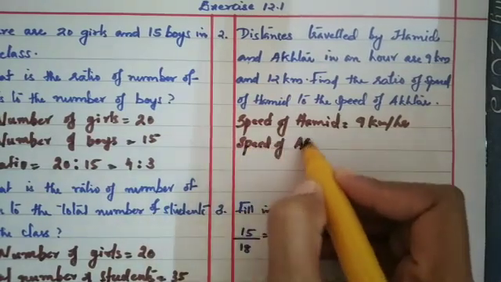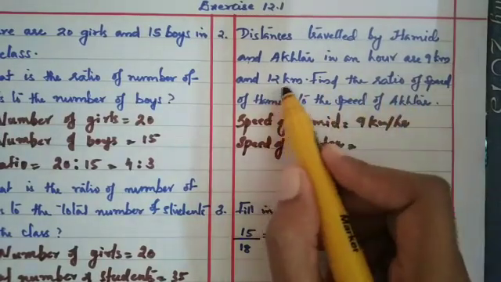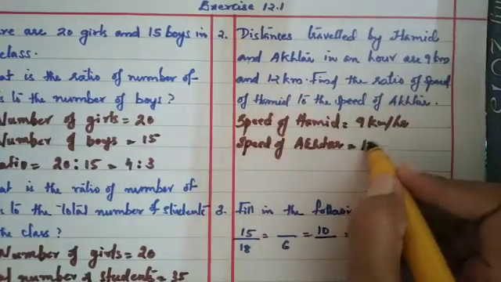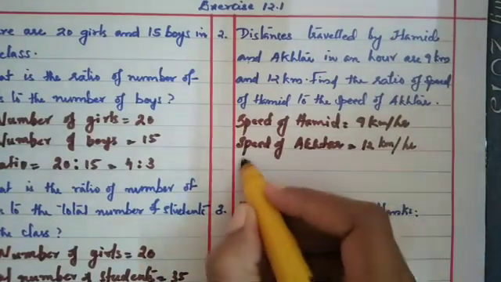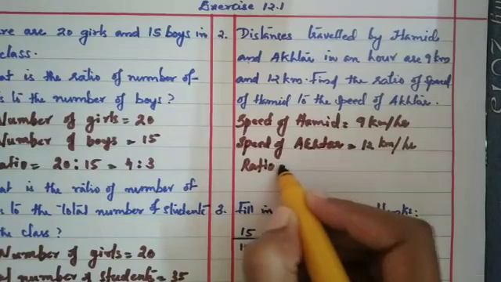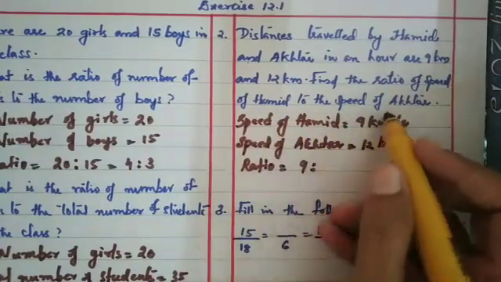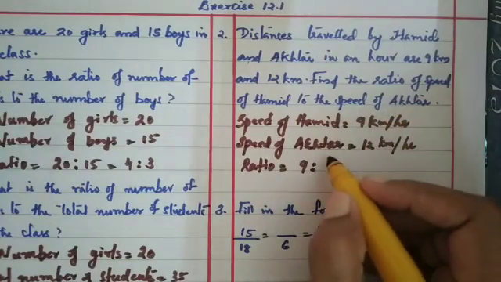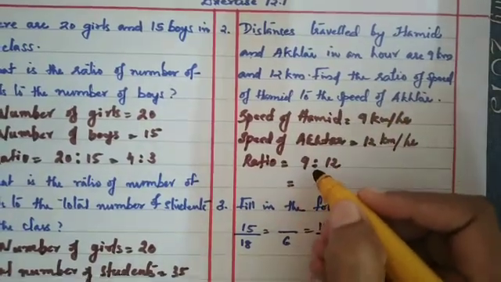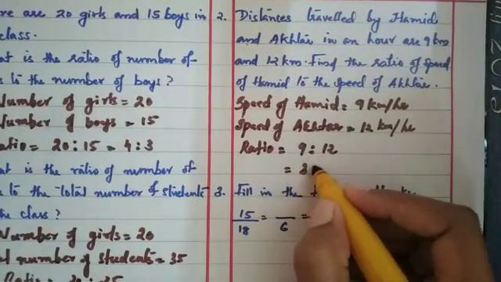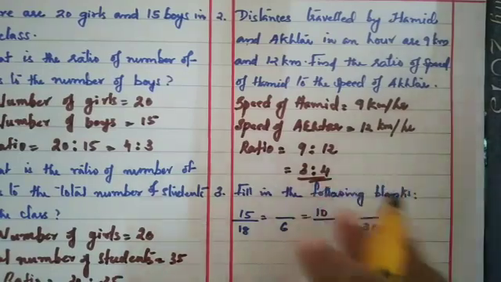Okay, then speed of Akhtar. How much? It is 12 km in 1 hour, 12 km per hour. Then you have to write the ratio. Ratio equals speed of Hamid 9 is to speed of Akhtar 12. Here also 3 is the common factor. 3 3s are 9, 3 4s are 12. 3 is to 4 is the ratio.